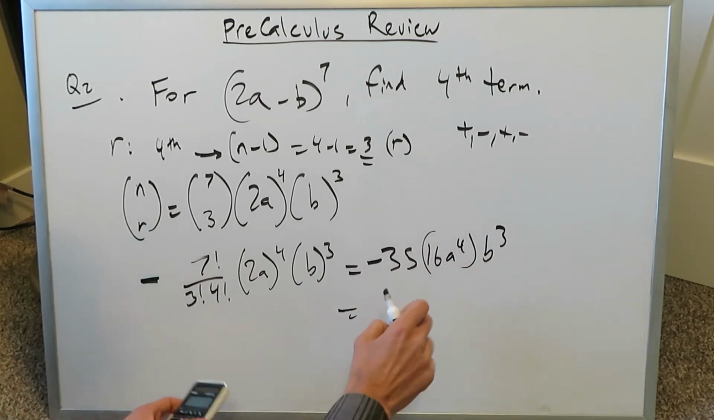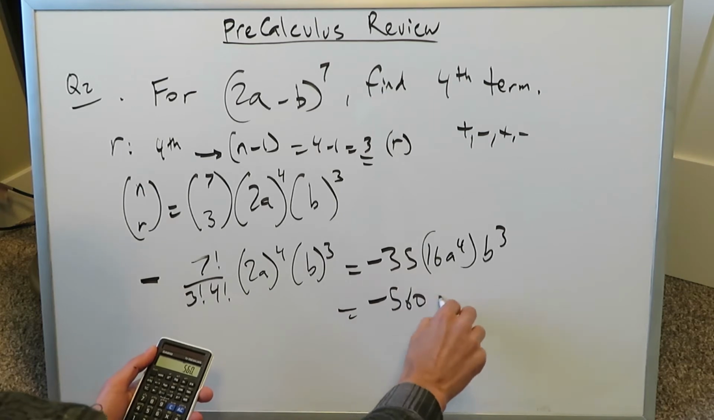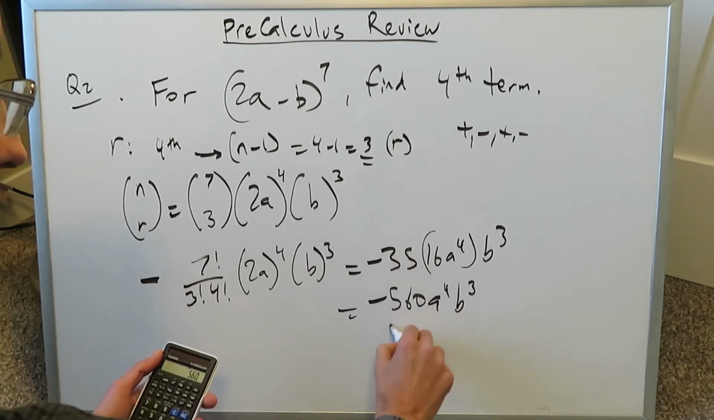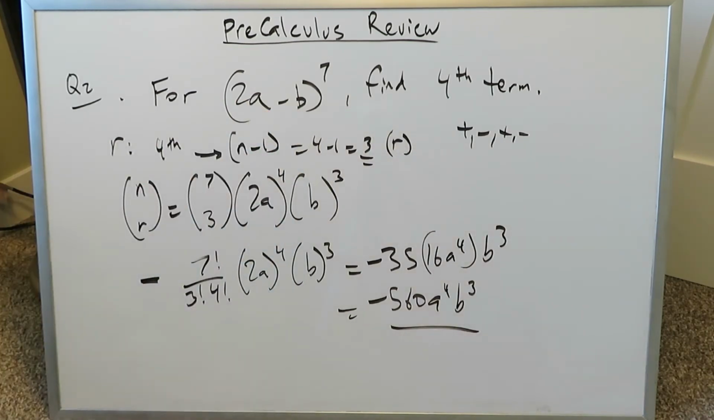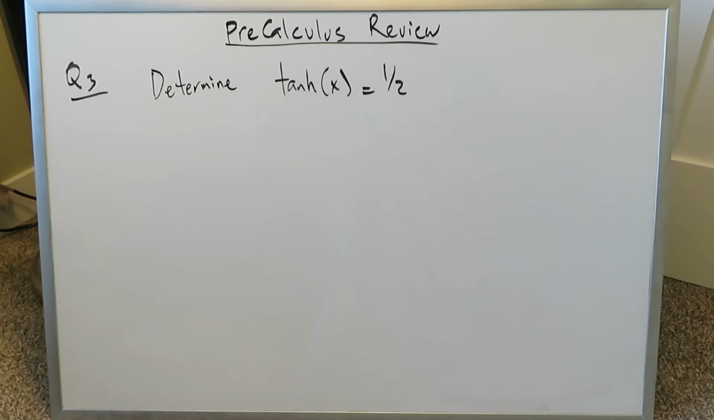What my final answer will be is minus 560 a to the 4 b cubed, and that would be the fourth term of this expression expanded out, this binomial, and that answer should be good. The third question brings us to a hyperbolic question here. We're looking at this determination: hyperbolic tan x is equal to 1 over 2. We have to solve for that value of x.